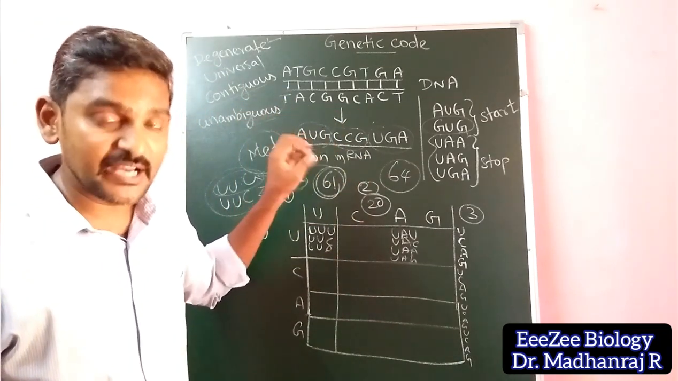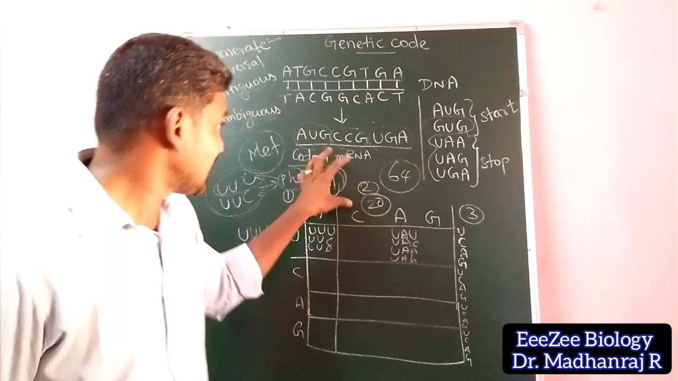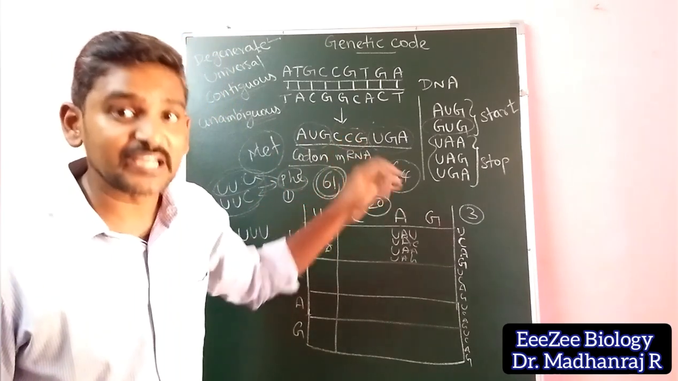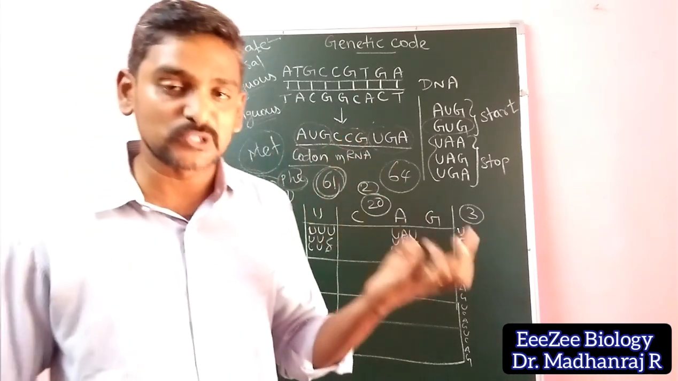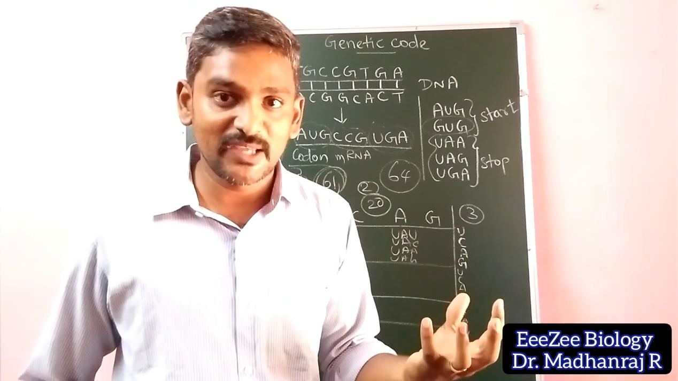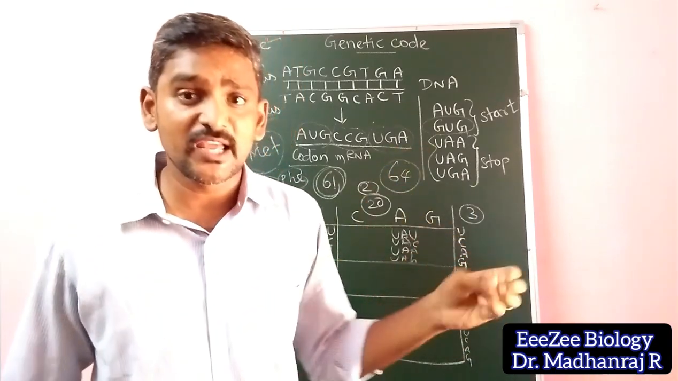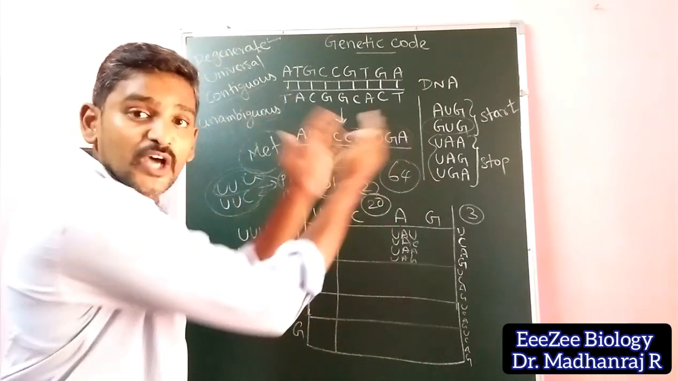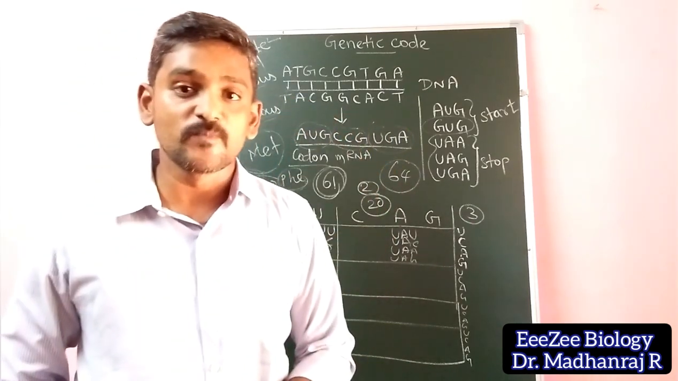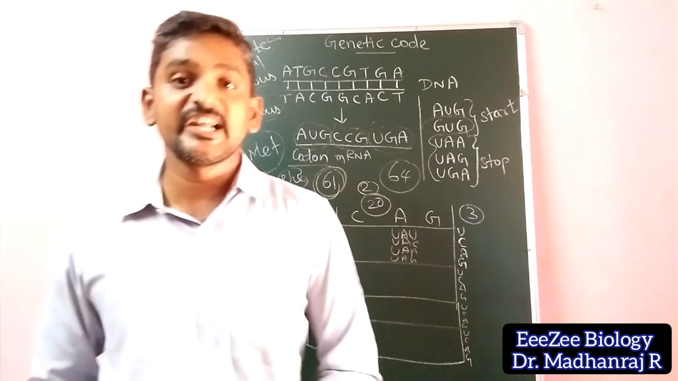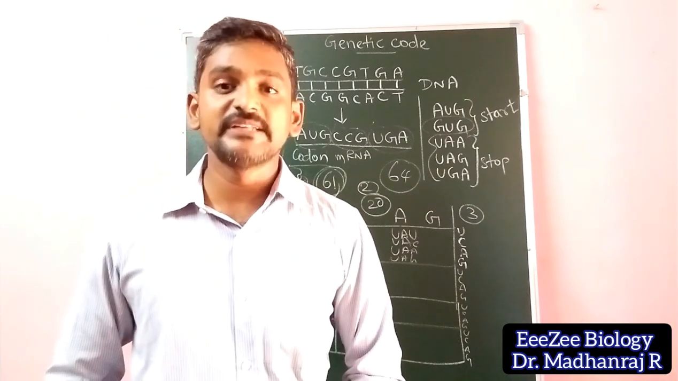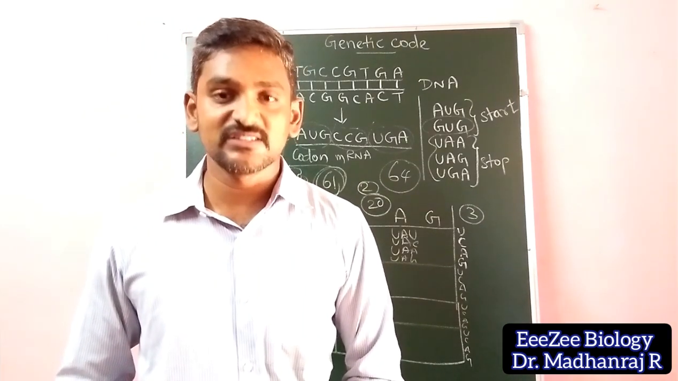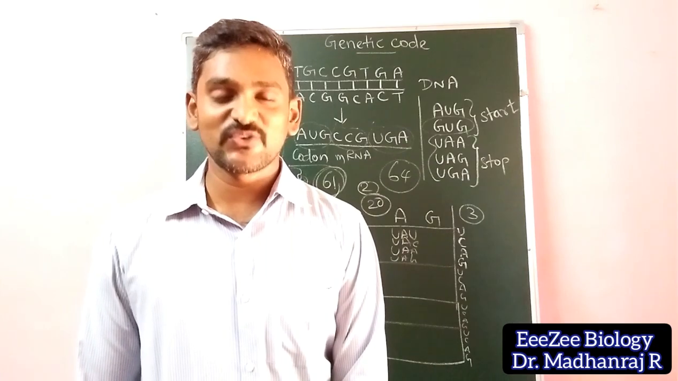Why we need this code: if there is any change in this code, it leads to mutation, genetic disorders, and many problems. Based on these codes only, amino acids will be produced, and these amino acids will be joined together to form a protein molecule. So this is all about the genetic code. In the next session, we will discuss protein synthesis in detail. Thank you friends, thank you for watching this video.